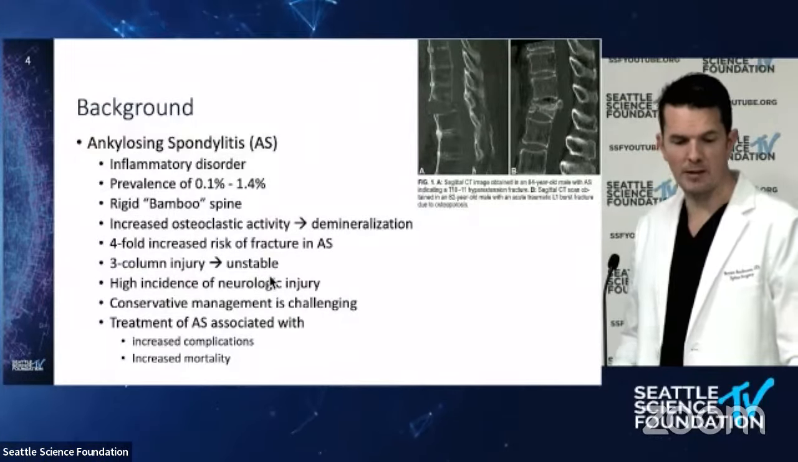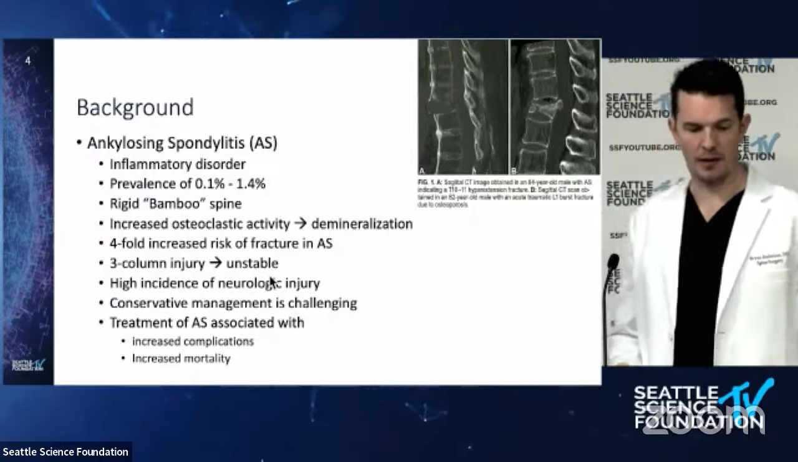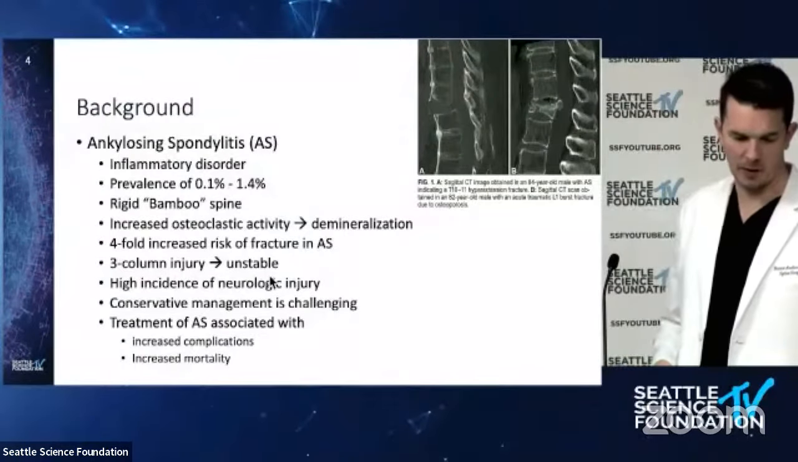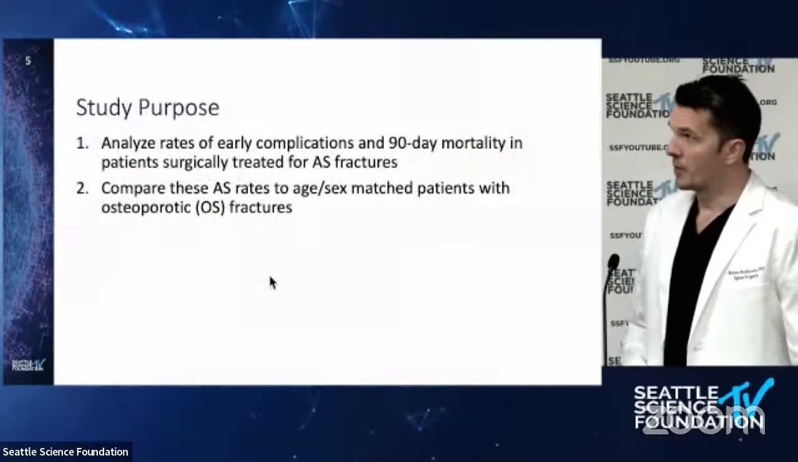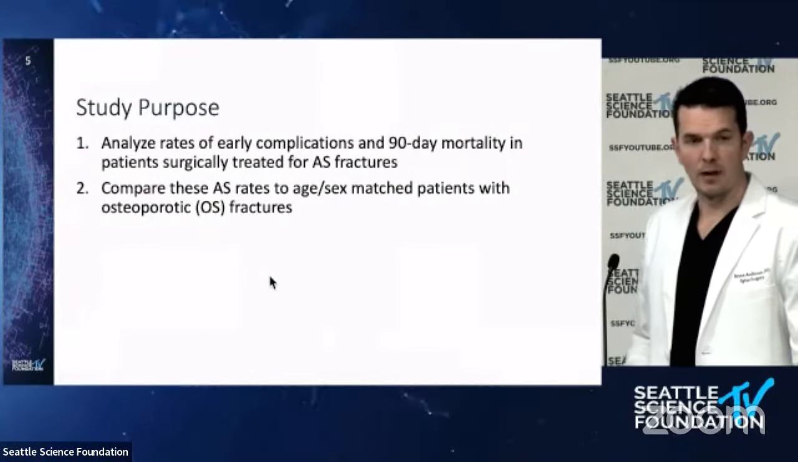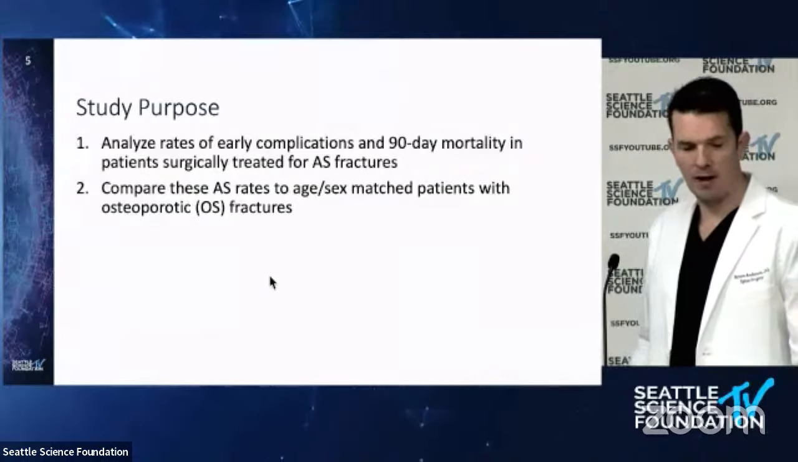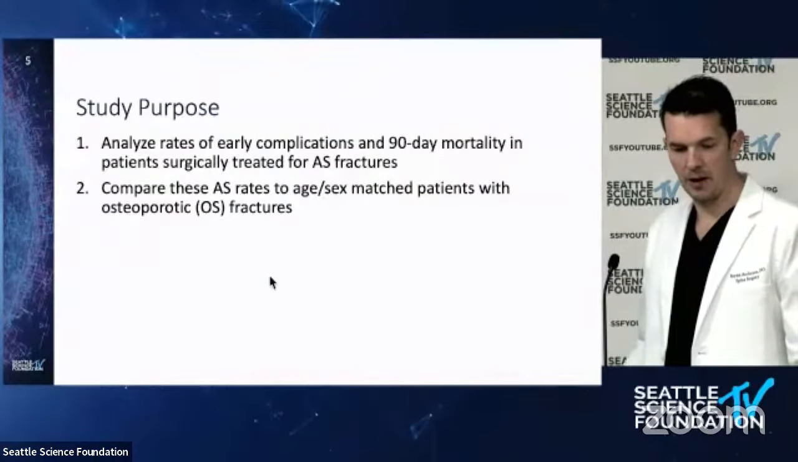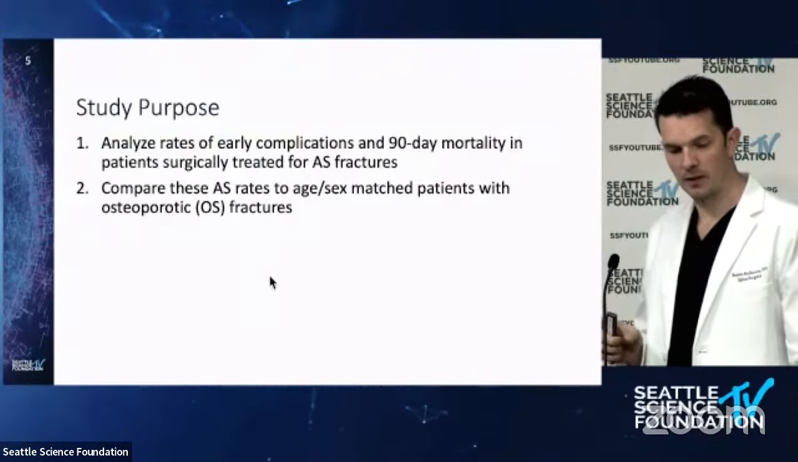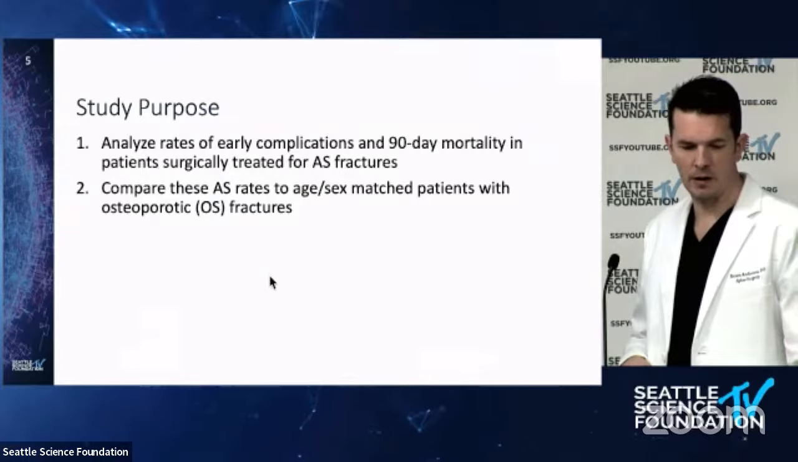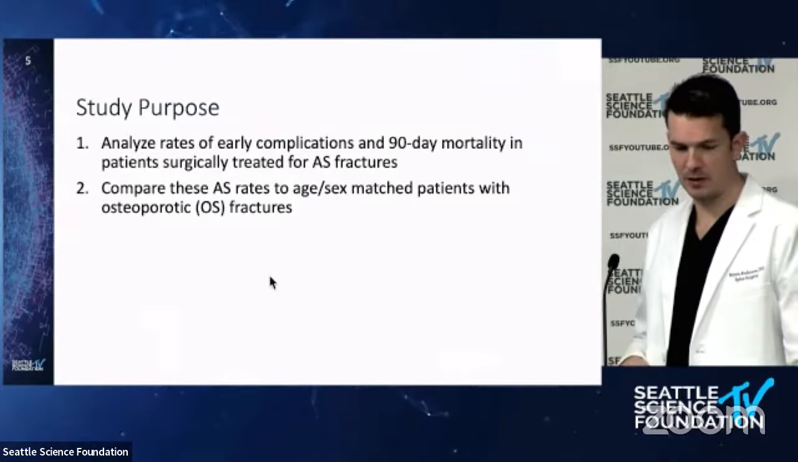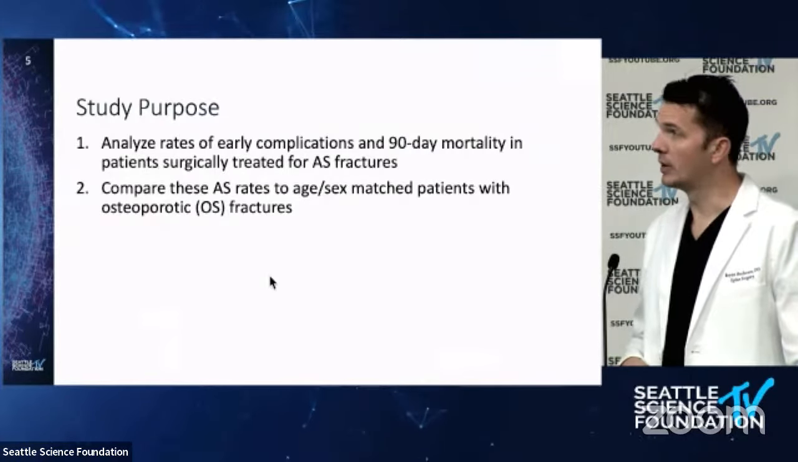So treatment of AS is associated with increased complications. We're well aware of that from the prior literature, and also increased mortality. So the purpose of this study was to look at the rates of early complications and 90-day mortality in patients treated for AS fractures, and to compare that to something that's pretty well understood: age and sex matched patients with osteoporotic vertebral fractures.